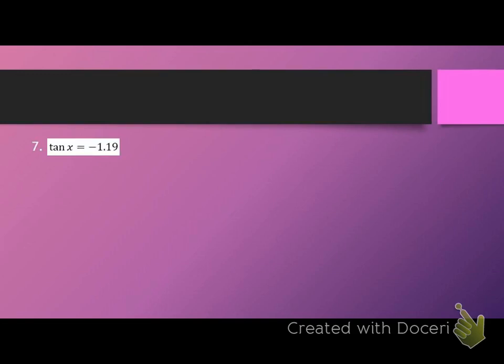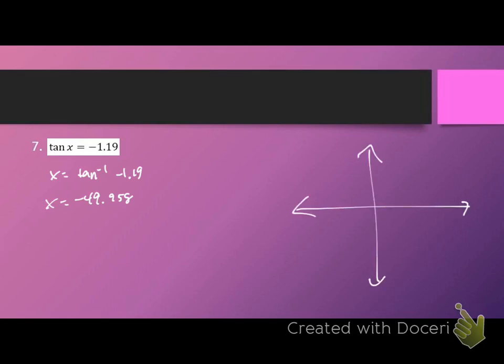Okay, one more. Stop the video. Try to solve this yourself. You start it back up and see how you do. Okay, all right, so we got an inverse tangent both sides. So if I type in inverse tangent negative 1.19, I get negative 49.958. And already I know that's not going to be one of my answers because it's negative, but it is going to tell me the distance off the horizontal I need to be.